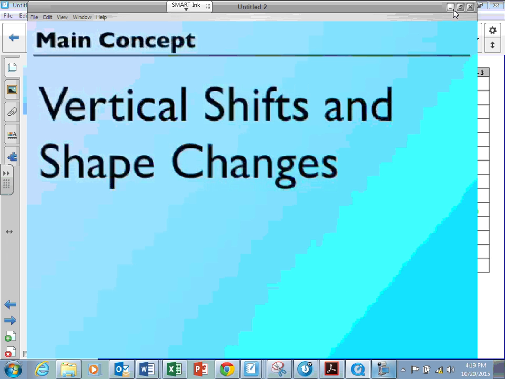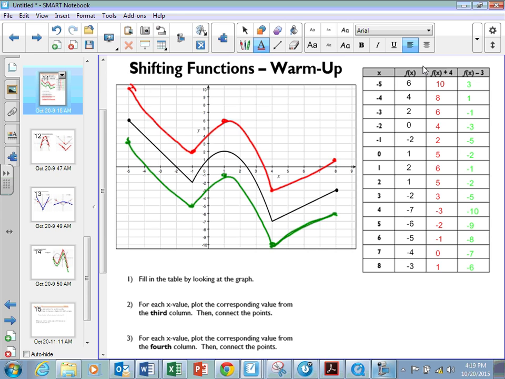Okay, so let's look at the answers to that warm-up. So here is what you should have. You can check your chart over here to see if your values match up with mine. We can also check the graph right here to make sure your graphs match up with mine. A couple things to note. F of x, how we got this column: we went to different x values and then found their output.